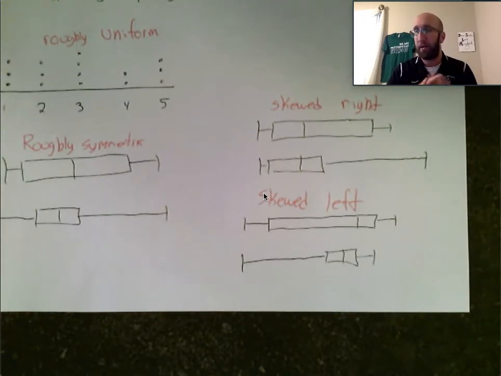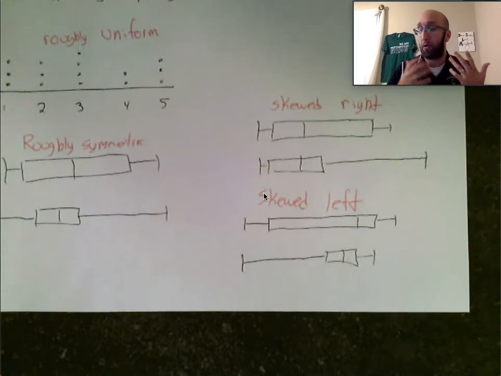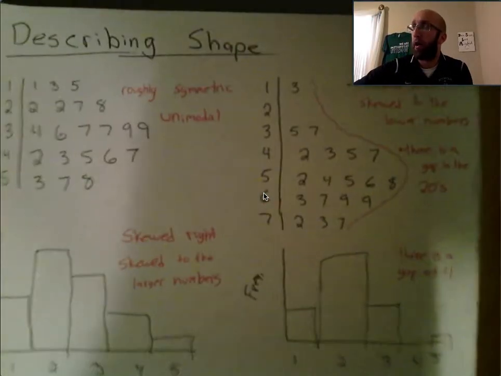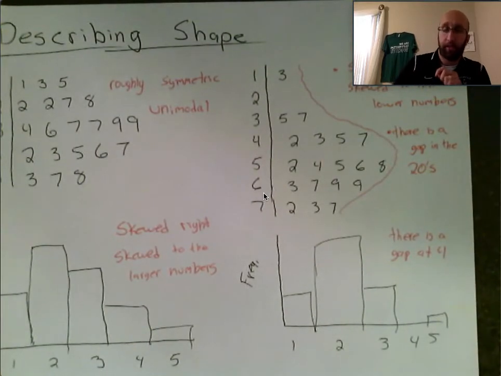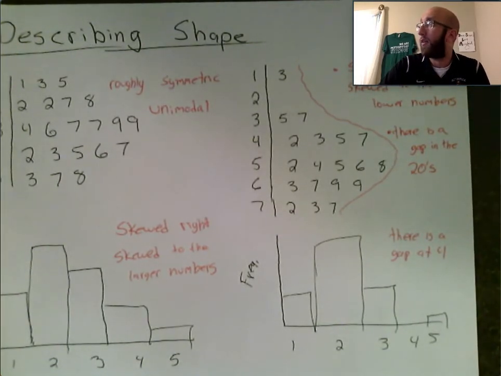So if you're like, well, I'm not really sure about that gap, but I am sure about the skewness, then just say the skewness, right? So only say what you're confident in. So this is the first part of describing a distribution, that is describing shape. Be sure to check out my other videos that are going to talk about outliers, center, and spread.